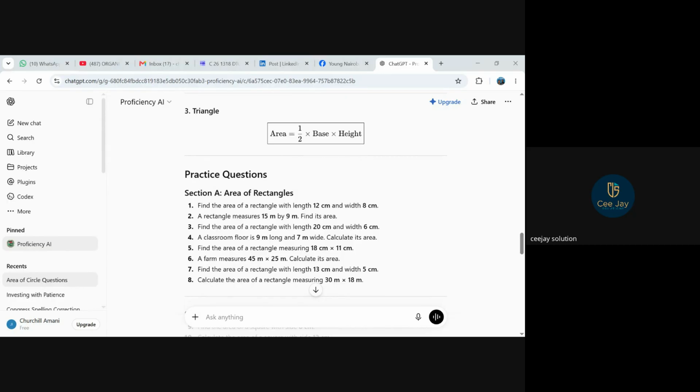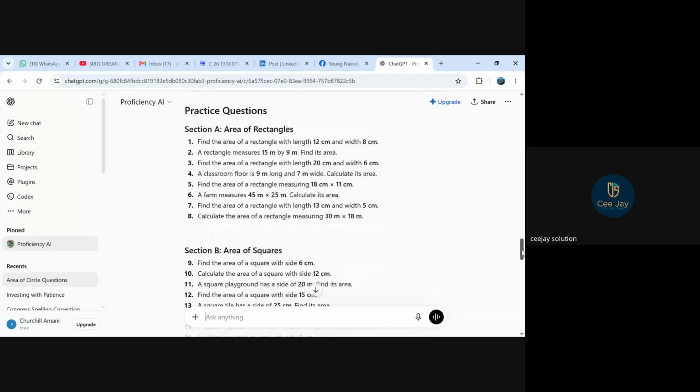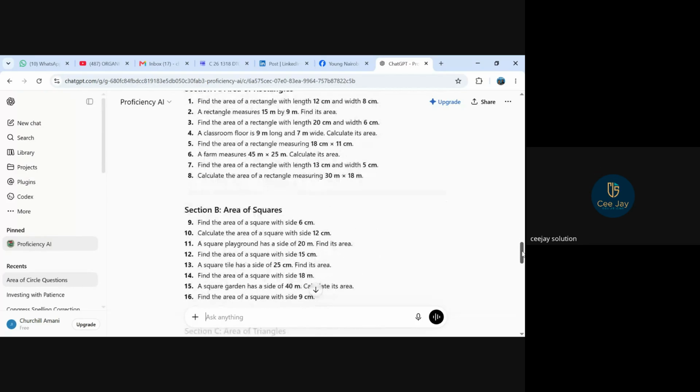Because of time, we are going to the next part of the question, that is area of squares. I want you to attempt question 9 and 10. I'll copy some of these questions for you to continue practicing.